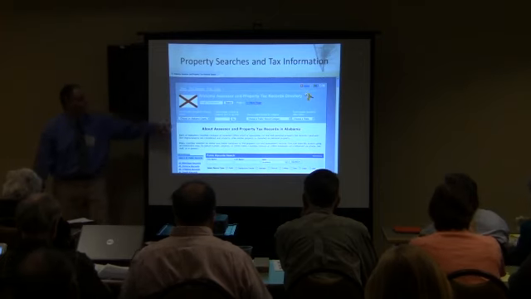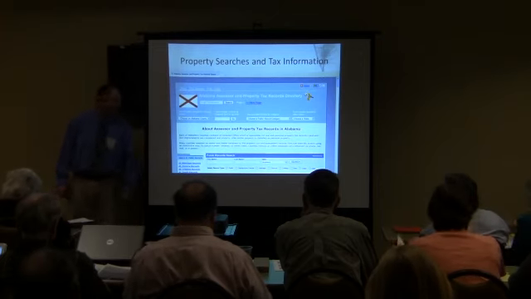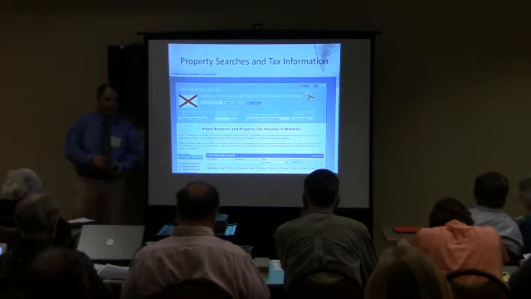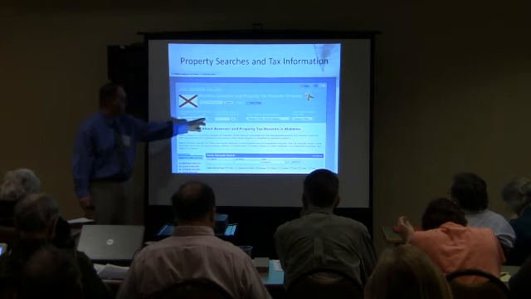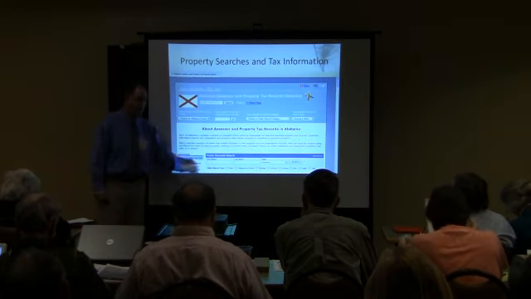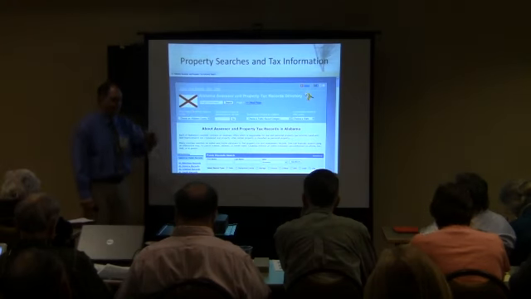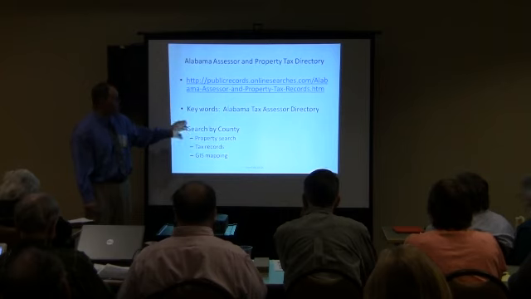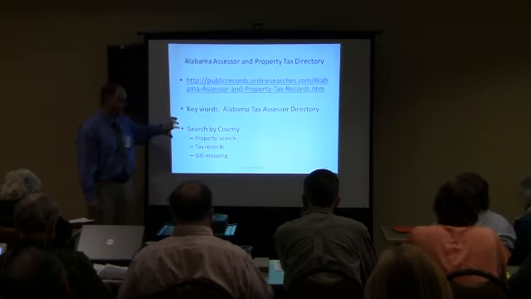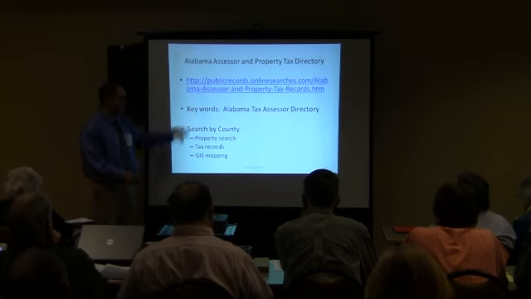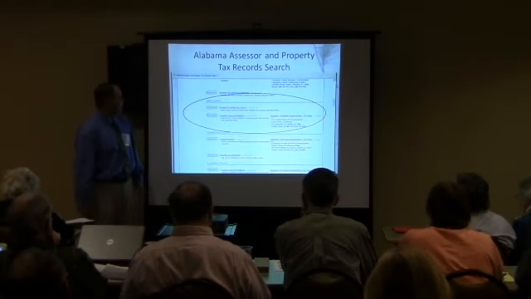If you've never been on the Alabama Assessor and Property Tax Records Directory website, this is a great one. Again, it's county to county. You can either click down and get the whole list of counties, or you can just scroll down. It's got more than property and land. You get into marriage and all kinds of different things. Most of what we're going to focus on today is property and tax records. The link's in your list of links. You just do the keywords and it'll pop up.